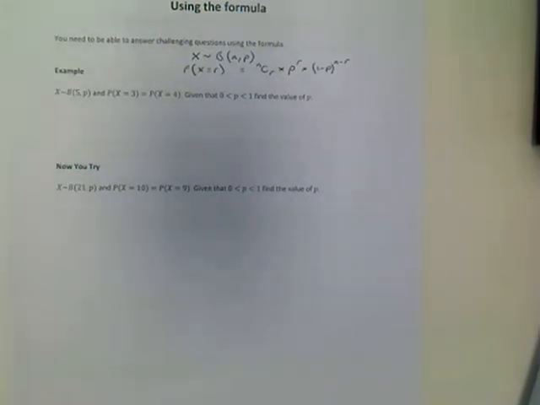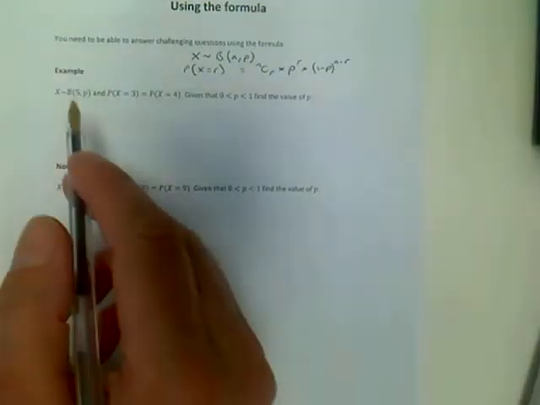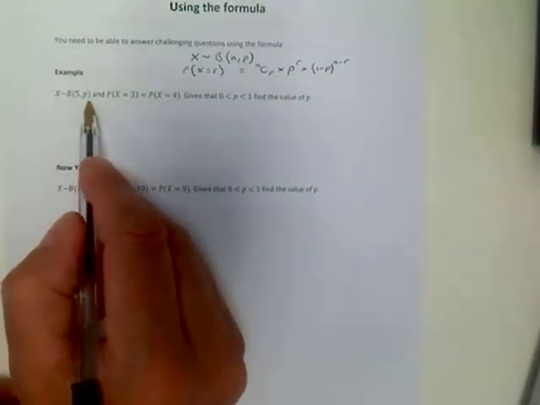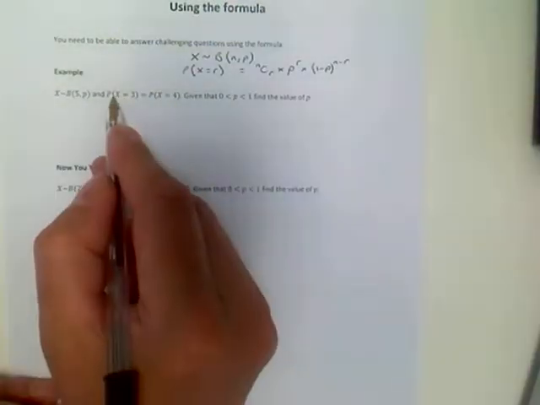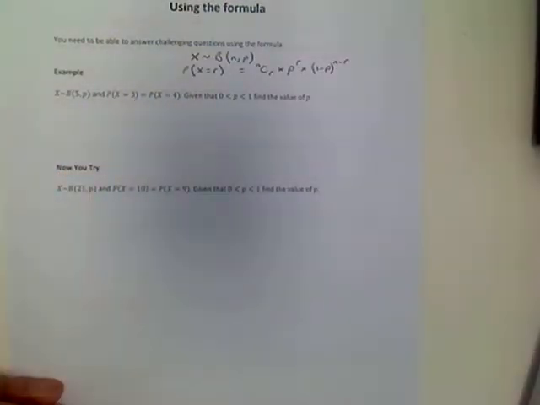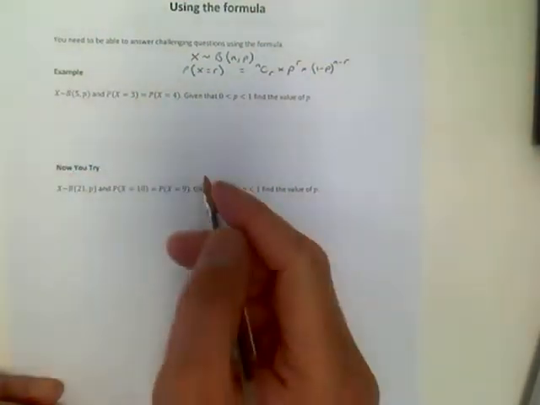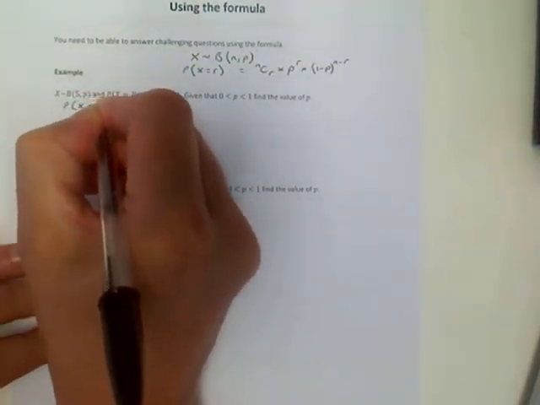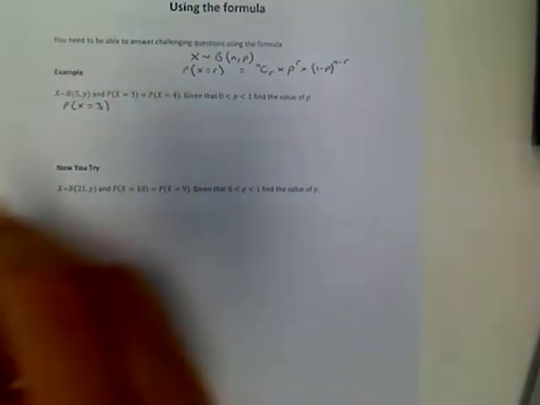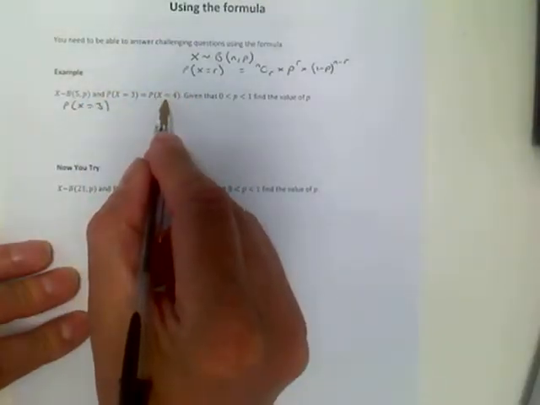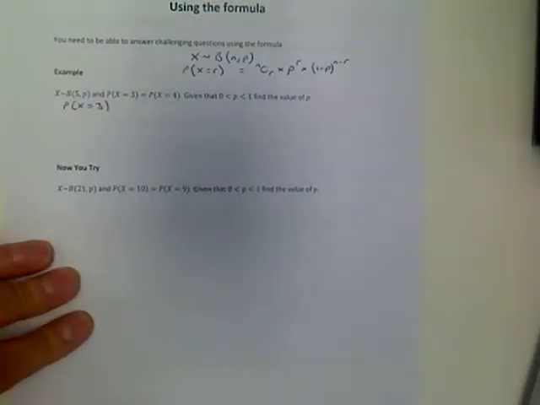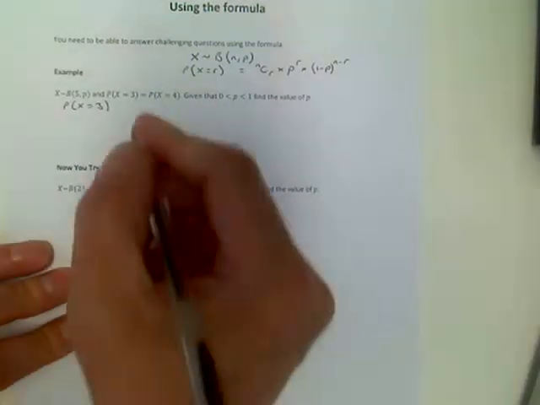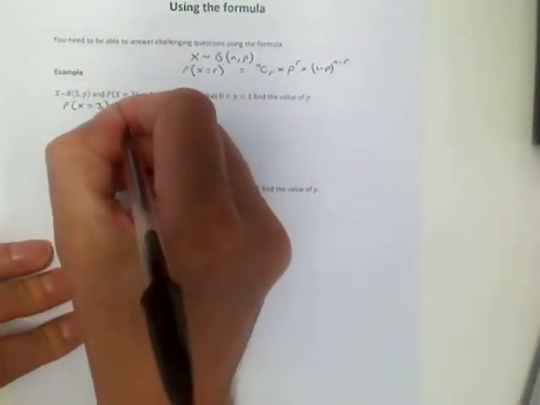So let's use that for this question. So I'm given that and I'm given that. So what I want to do is to write out an expression for the probability of x being equal to 3. I'm going to do the same thing for the probability of x being equal to 4, and I'm going to equate them and I'm going to see if I can solve it. So let's just take this a bit at a time.